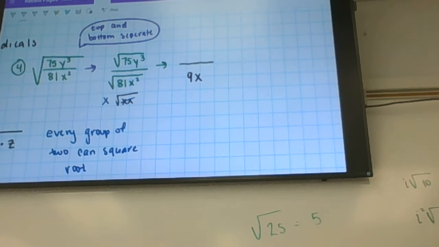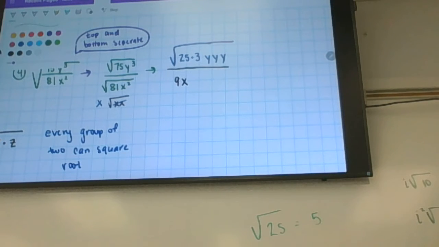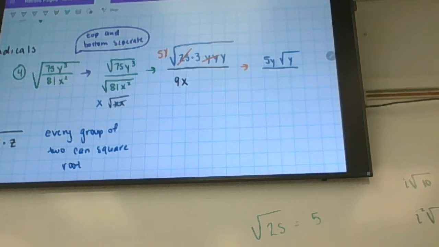The top here, I'm thinking 25 times 3 y to the third. Square root of 25 is 5. And I have 2 y's here, so I'll bring 1 y out. Oh, that doesn't reduce. 5y square root y all over 9x. Oh, 3.